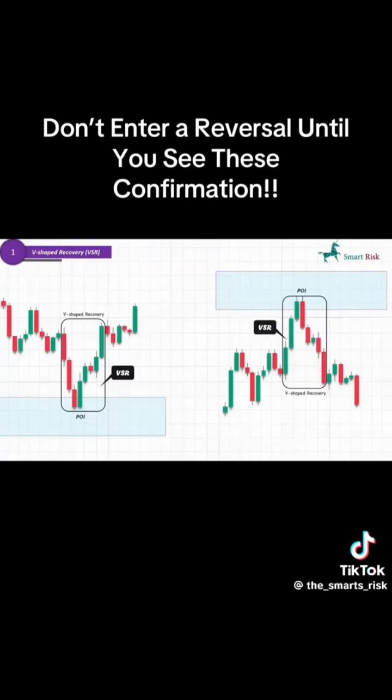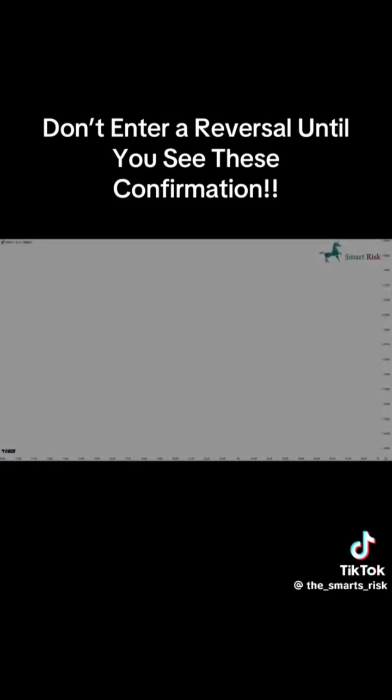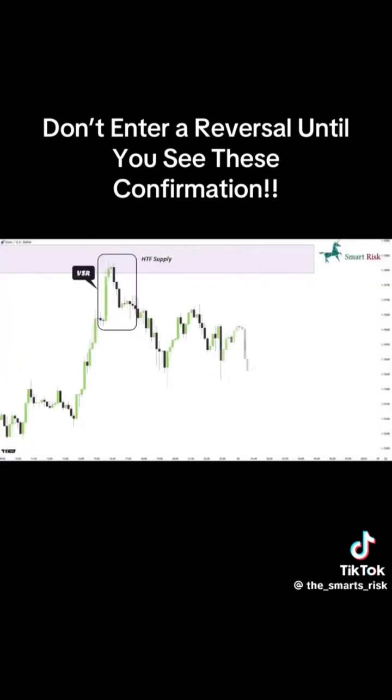A V-shaped recovery shows that a large volume of orders has entered the market. In other words, it may indicate that smart money has stepped in, and that a strong reversal could be about to happen. Since we always want to trade in the same direction as smart money, not against it, the V-shaped pattern gives us an extra layer of confirmation and validation before entering a trade. So, the main reason we want to see a V-shaped pattern is that it can signal smart money entry, which may lead to strong buying or selling momentum.